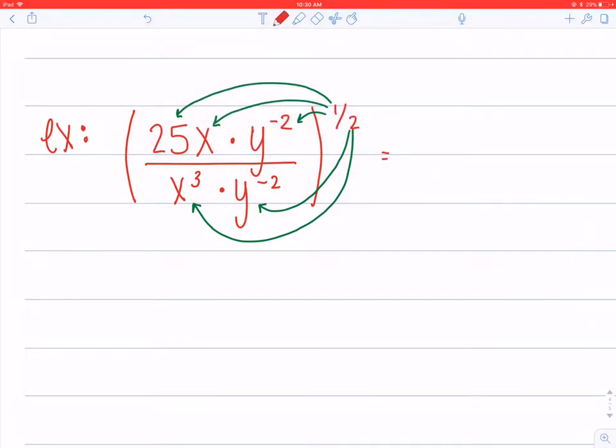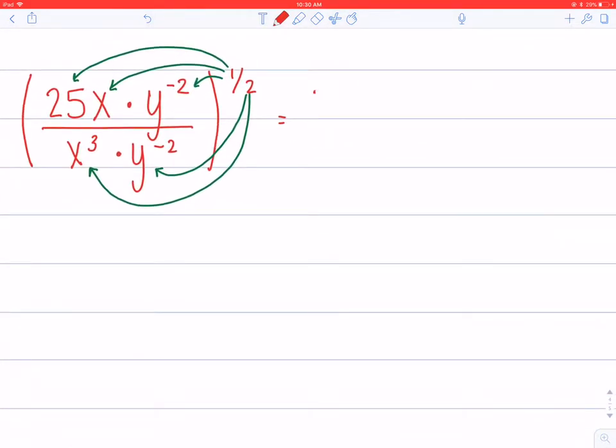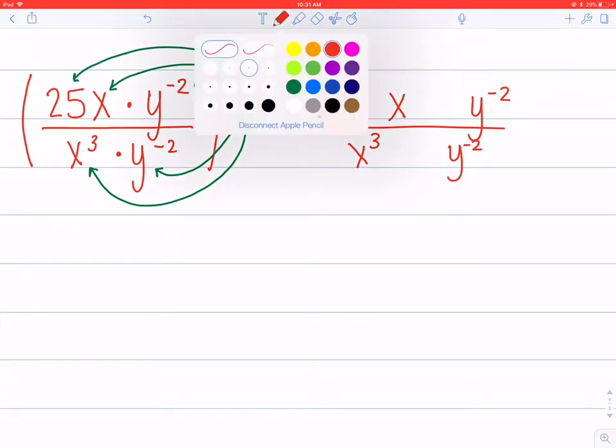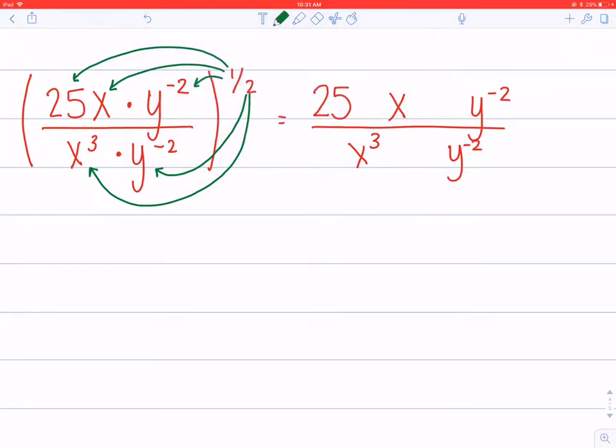I've got 25, x, y to the negative 2, x cubed, y to the negative 2. So I've gone through and I distributed the 1/2 to everything inside. So every single thing gets a 1/2.